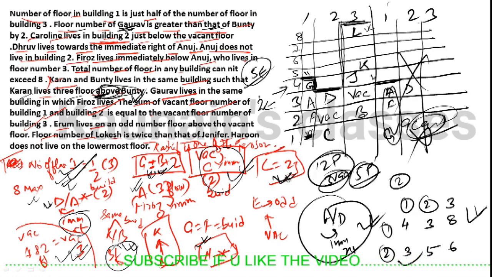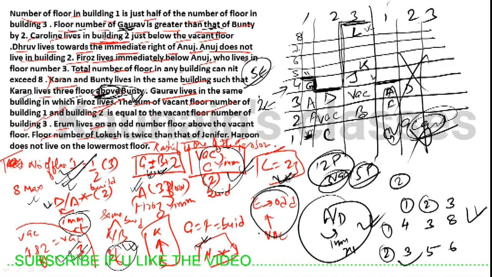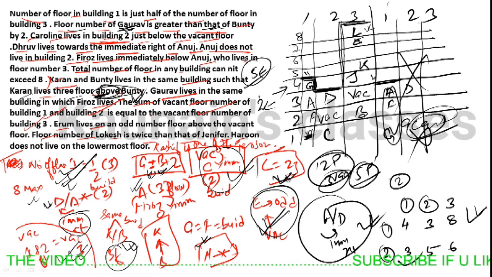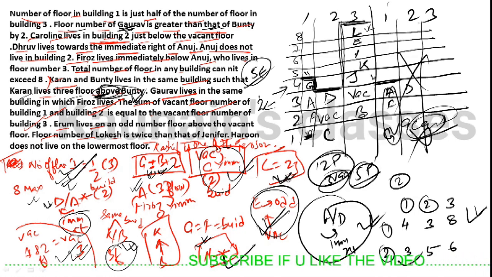So what can we place now? We know that Eram lives above the vacant floor in an odd number place. So the vacant is here, odd number, we are left with only one place vacant, and we know that Harun is not on the first floor. Harun is here, and Kashif is here.